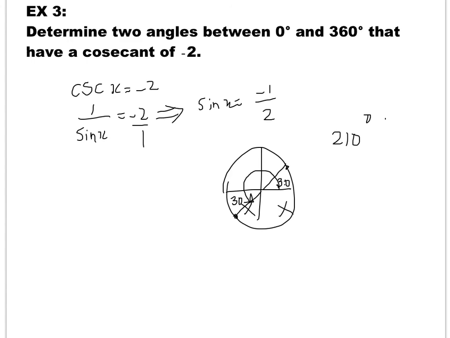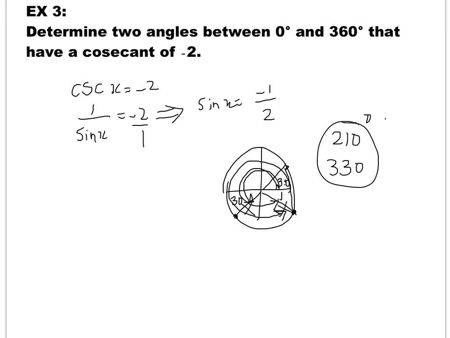The other angle, which is going to give you a negative value, is going to be the mirror of this point onto the x-axis. And it's going to give you this point here. Now, I have to find this angle. Remember, if this is 30, this is 30, right? The whole thing is 360. So how much is this angle, from here to here? 360 minus 30, which is 330. So these are the two angles.